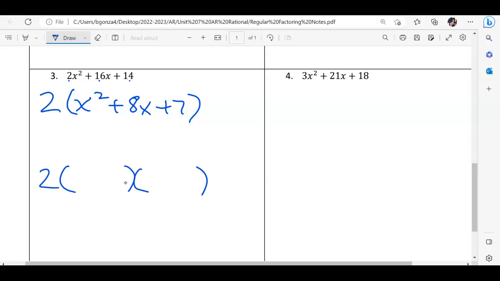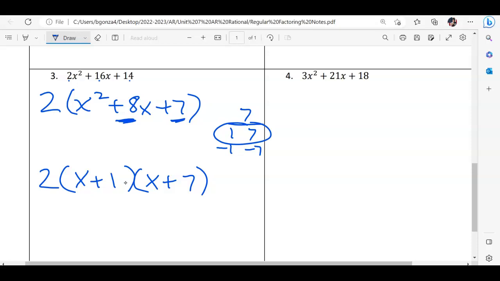So again, take that 7, find the factors. Which one gives me 8? 1 and 7, right? X plus 1, x plus 7. So sometimes you have to factor something out of everything. That's your first step.